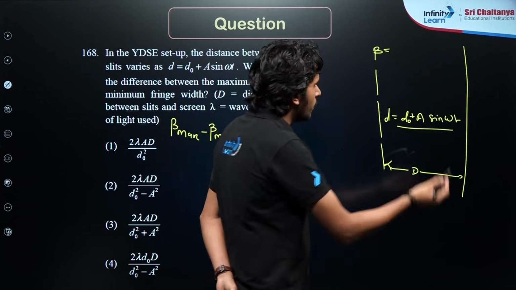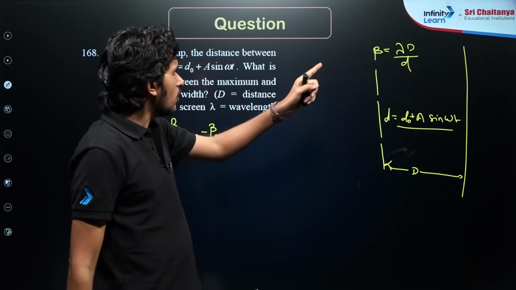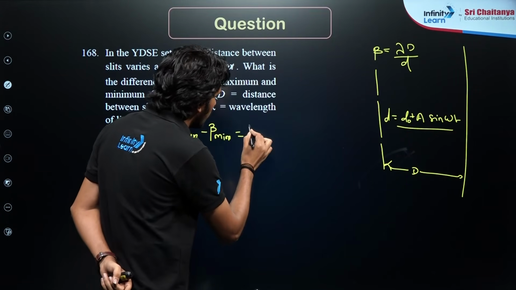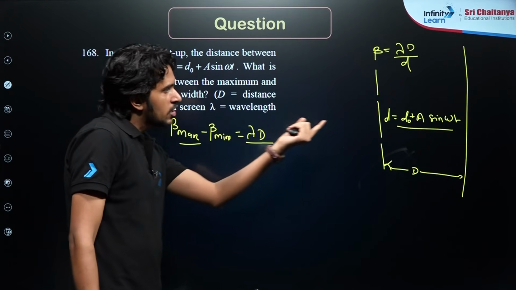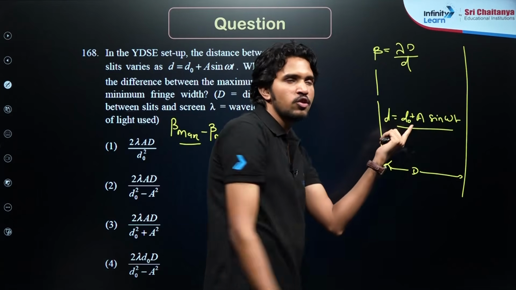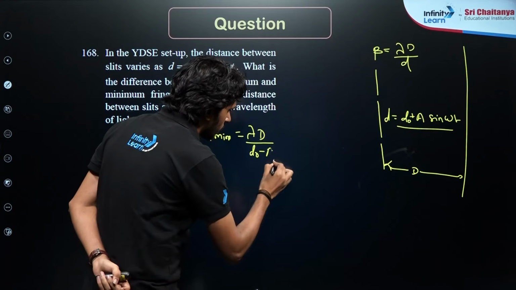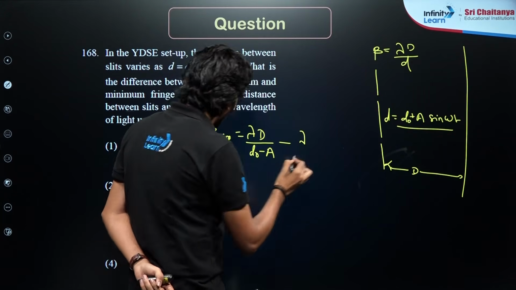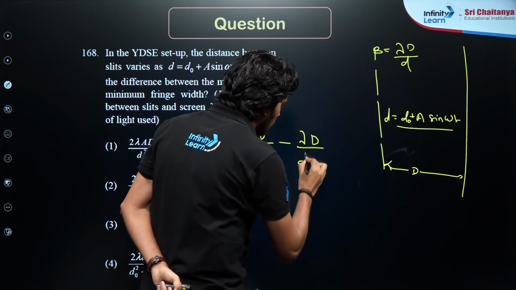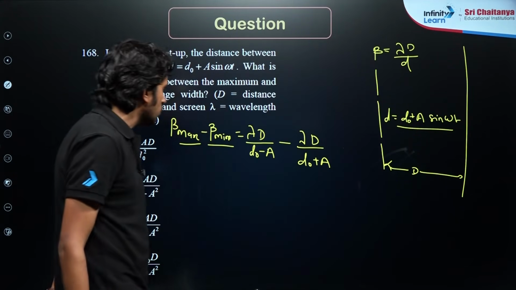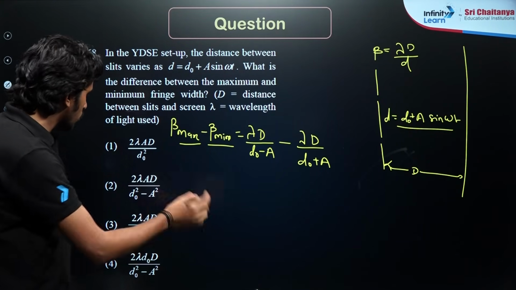The formula for beta is lambda D by d. Now put that value here. For maximum, d should be minimum, and the minimum value of a sin omega t is minus a, so that will be d naught minus a. For minimum, d naught plus a: lambda D upon d naught plus a. Now what is the difference? That's what we need.